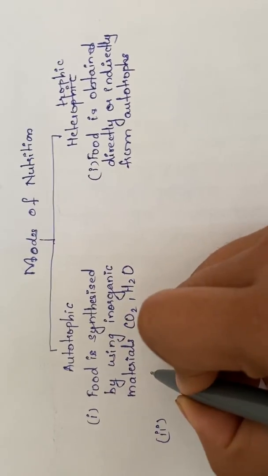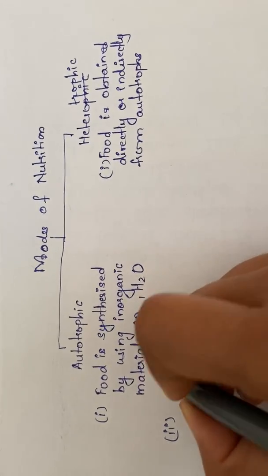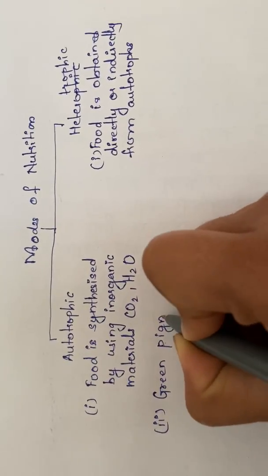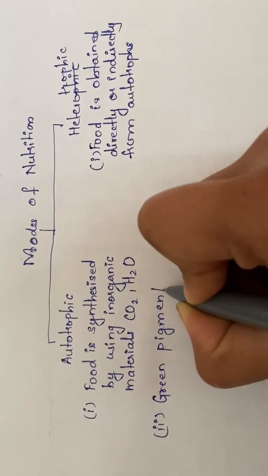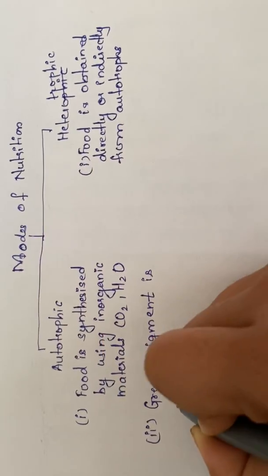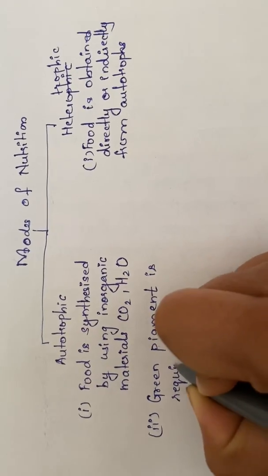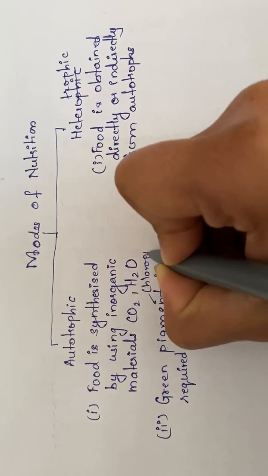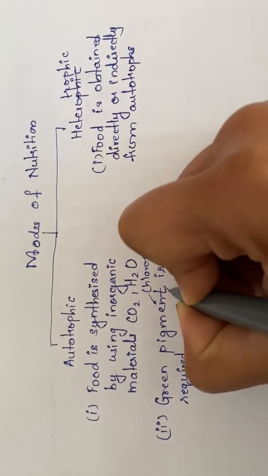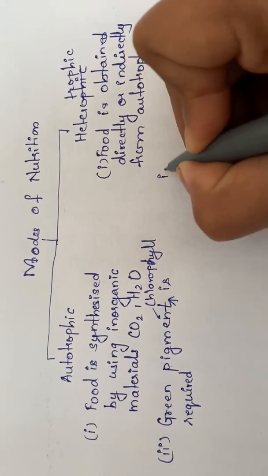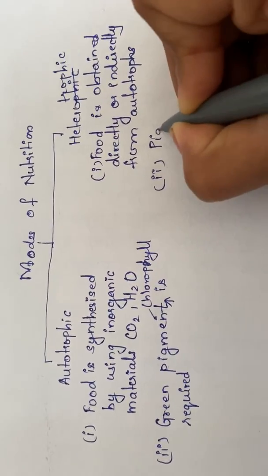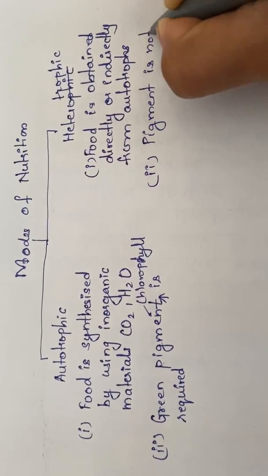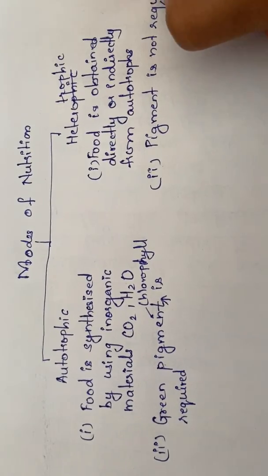Now the second point is, if we talk about green plants, the green pigment called chlorophyll is necessary for carrying out this kind of nutrition. So green pigment is required. You can write green pigment called chlorophyll. And here, pigment is not necessary. Pigment is not required, or you can write chlorophyll is not required, or green pigment is not required.